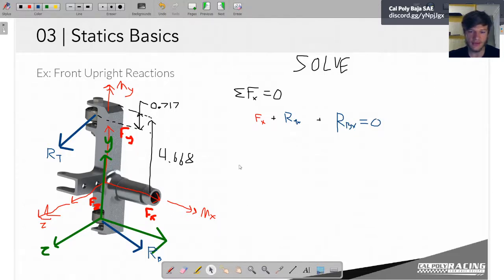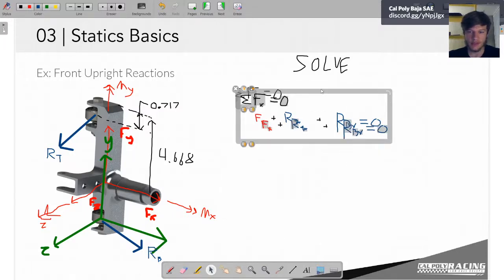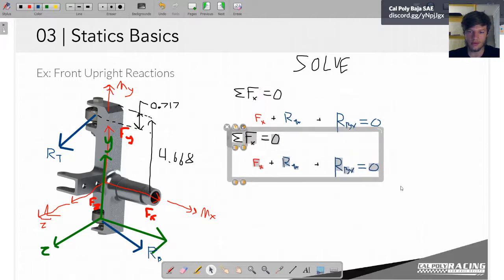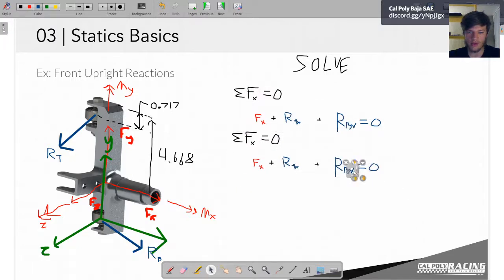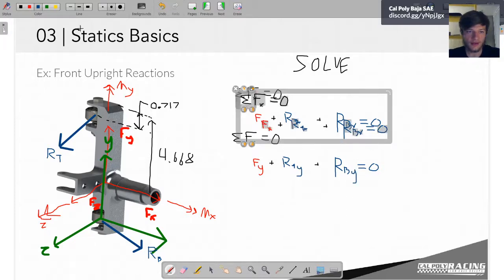And we can do the same thing in the y direction. In fact, we can do exactly the same thing. I'm just going to copy this, paste it. We'll just make all of these y's: Fy, Rty, and Rby. There we go. And again, in the z direction.